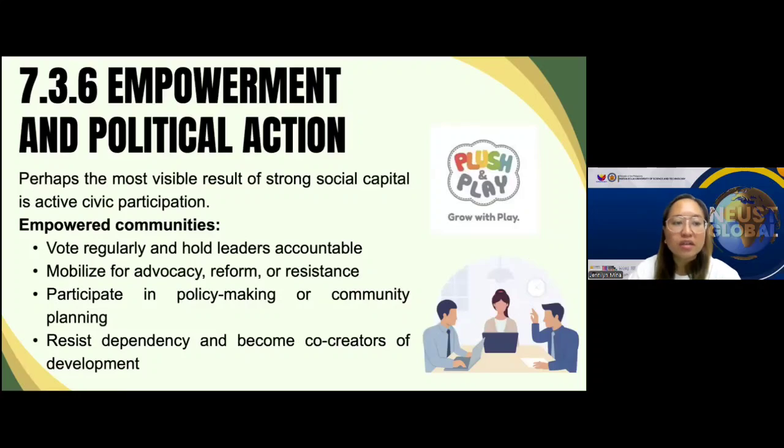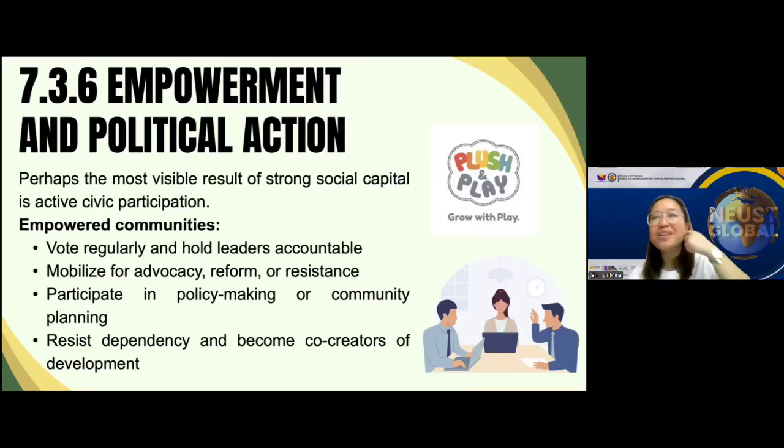Empowerment and political action. When social capital is strong, communities don't just wait for help. They take action and make decisions for themselves. This is called empowerment, and it often leads to active civic participation. Empowered communities can vote and hold leaders accountable, making sure government works for them, advocate for change, like reforms or new programs, and participate in policy making or community planning, influencing decisions that affect their lives. You take charge of your own development rather than relying on outside assistance. In short, strong social capital helps people move from being passive recipients of aid to active agents of change.